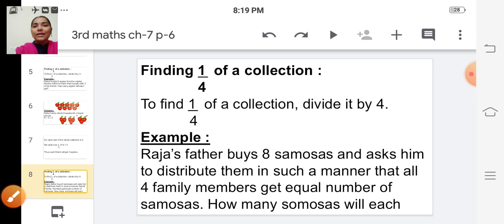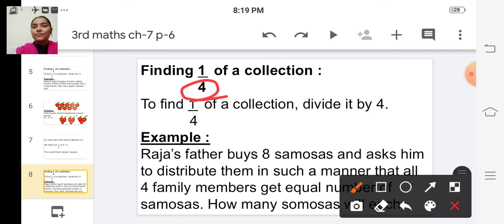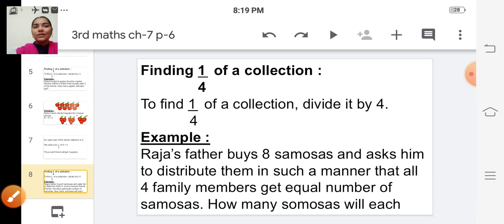Next one is finding 1/4 of a collection. That means we have to divide the whole by 4. To find 1/4 of a collection, divide by 4. Okay. So for that, we'll see one example.